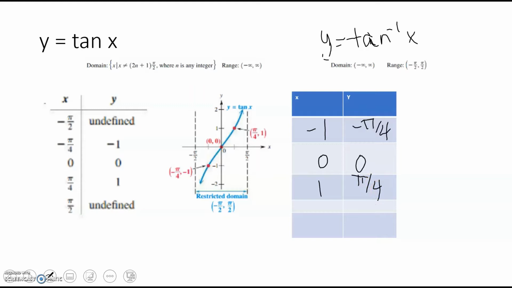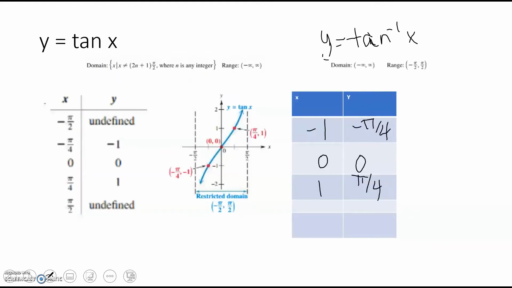So now where it was undefined before at negative pi over 2 and pi over 2, where we had asymptotes, we'll still have asymptotes on our inverse function. They'll just go in a different direction. So we have vertical asymptotes here. So when we switch it, we'll have horizontal asymptotes.